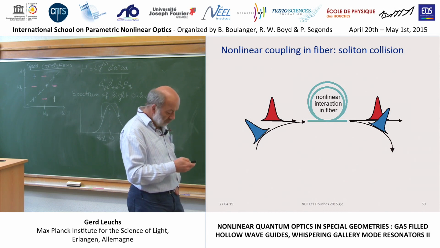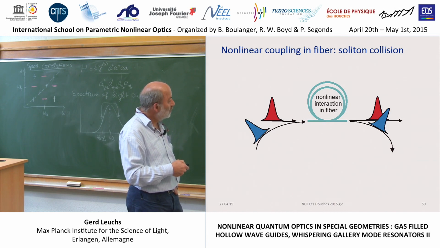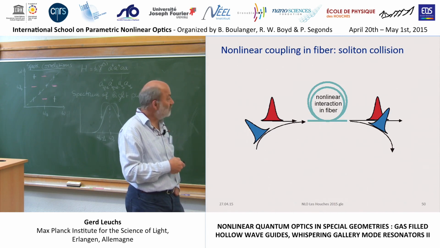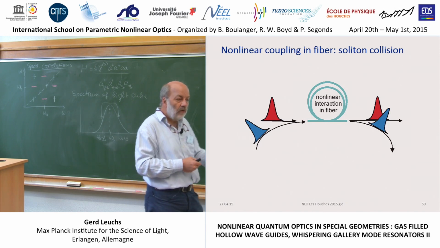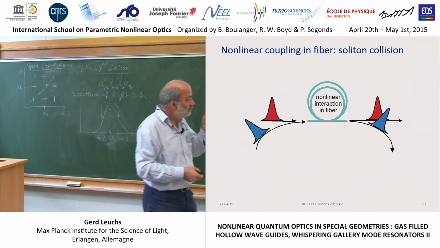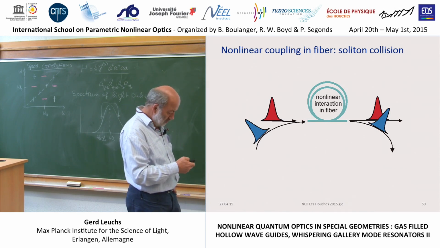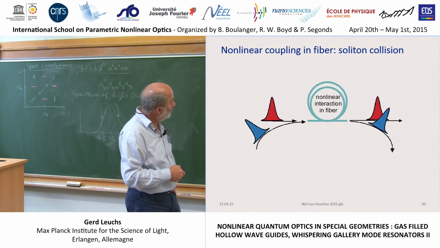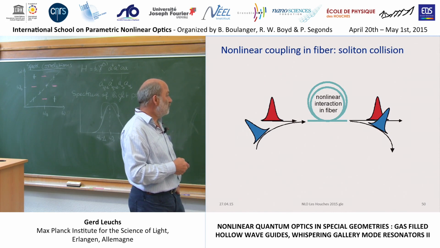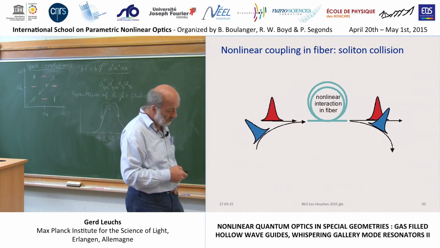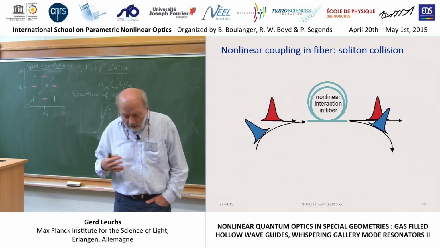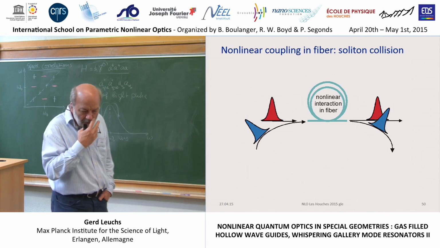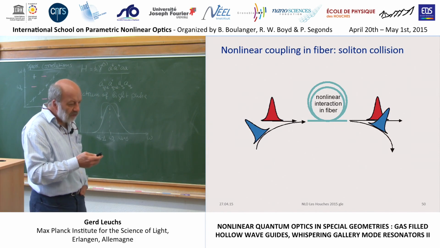And so if we first launch the slower soliton into the fiber, and then shortly after launch the faster, and if the fiber is long enough that the faster overtakes the slower one, we have a one-dimensional collision between these optical solitons. So the soliton that went in later comes out earlier.